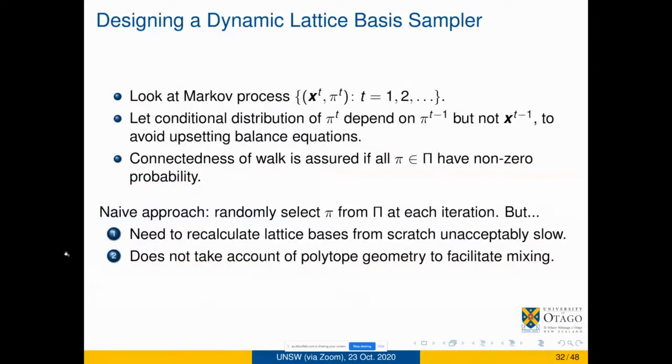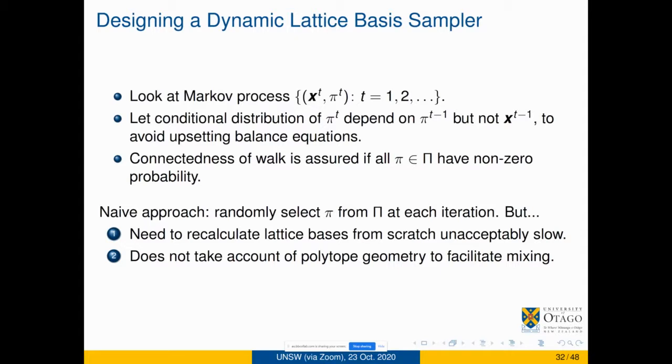How does it work? I've now got a Markov process that's defined not just in terms of my vector of interest x, but also this partition pi. I'm going to update both the partition and x at each step. Now, there's a danger of upsetting the balance equations if I let the updating for pi depend upon x, so I'll just let pi depend upon the previous partition, but not x. Connectedness of the walk is assured so long as all the pi's have non-zero probability. So a very naive approach would be, you're doing your walk, you're at some particular x, you choose a new partition on the set of all possible partitions that give you an invertible A1, you calculate the corresponding lattice basis, and those are the moves available to you.